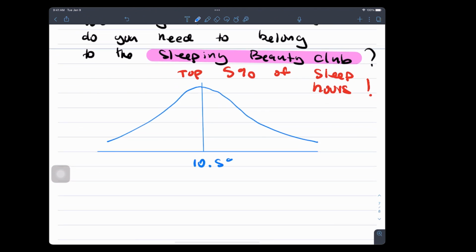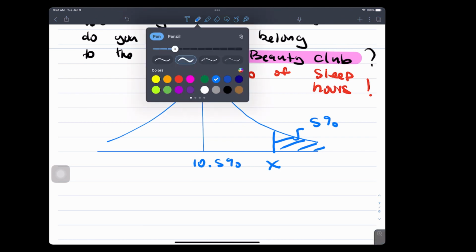So I'm going to draw the bell here. And ladies and gentlemen, what do you think they mean by top 5%? Because we're transitioning a little bit. It's still a normal distribution question, but it's a little different. If they say top 5%, what they mean is you have a right tail. And the area here is 5%. And they need to know the hours here. So this is different. This is what I call the backwards situation.